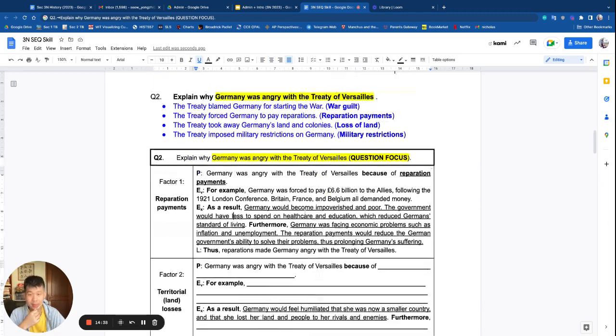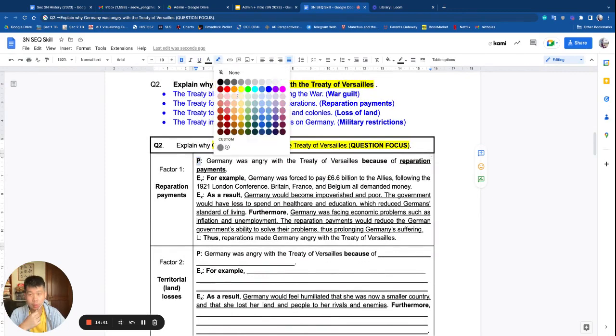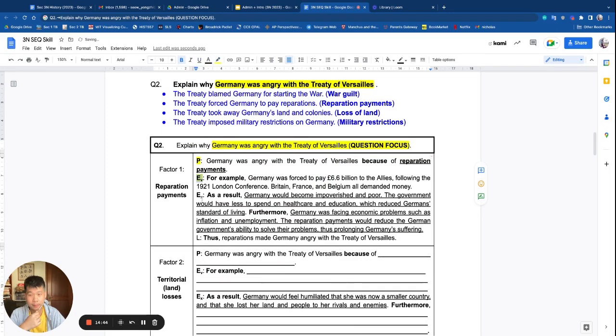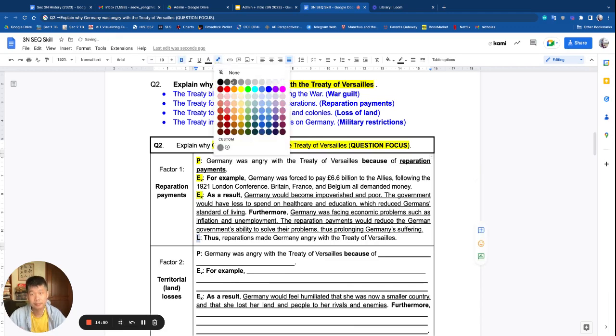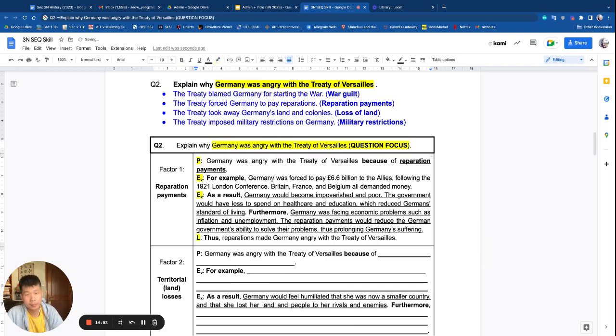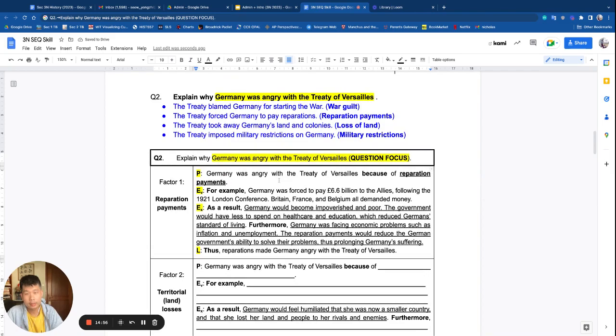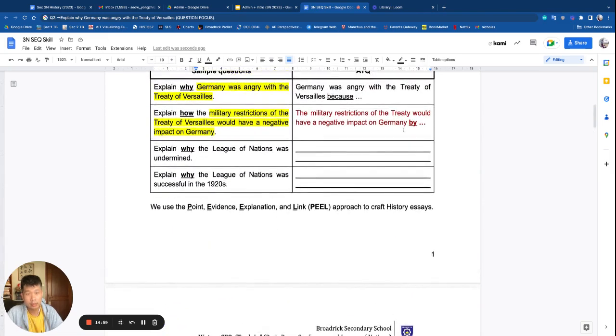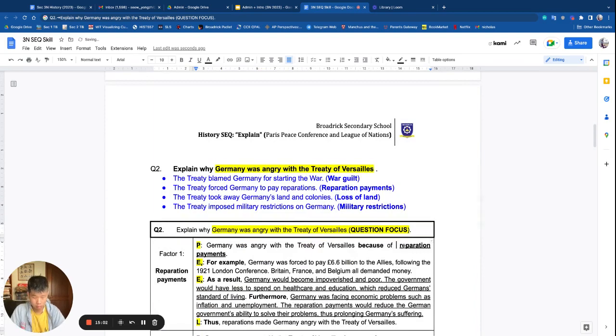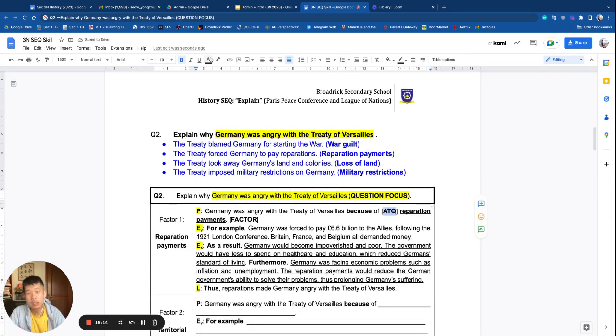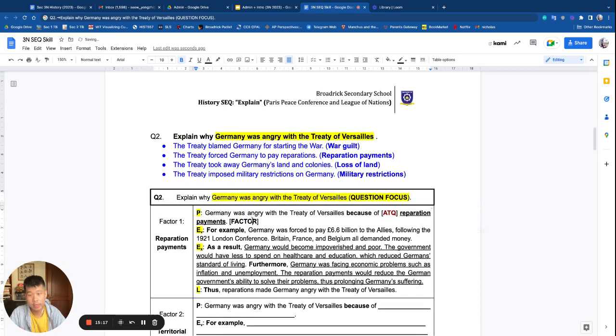And so the way we write this explain essay is we have 4 elements. You should highlight this. We have the point, the evidence, the explanation, and the link. Let's start with the point. The point is the ATQ plus the factor. So the point is made out of ATQ plus factor. So in this case, I write why was Germany angry with the Treaty of Versailles? Germany was angry because of reparation payments. So that is the point. The point is the ATQ plus the factor.